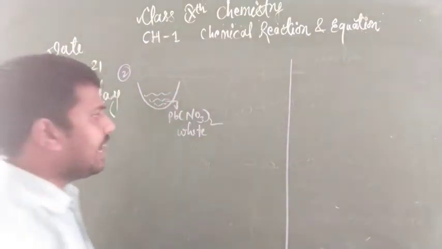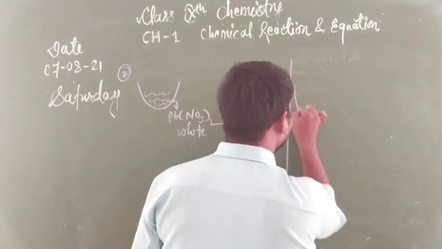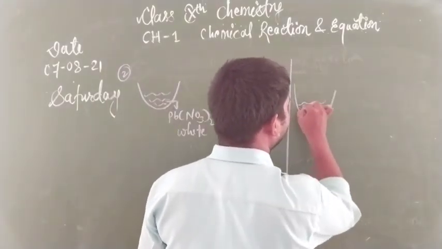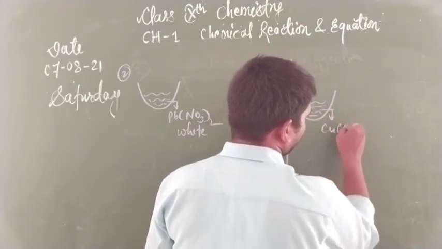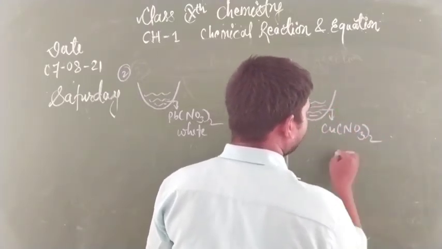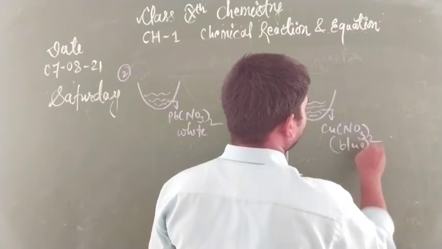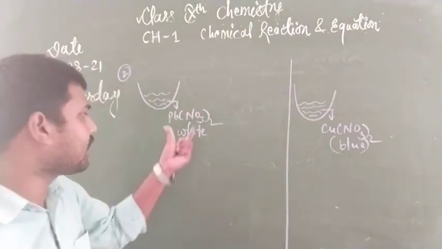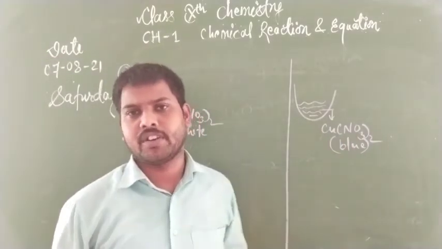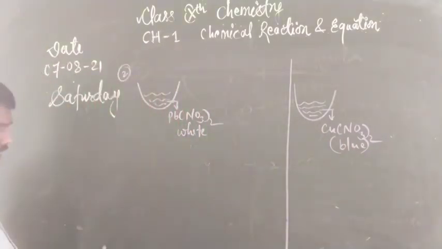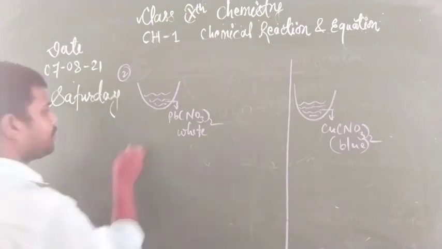Okay? And in second dish, I have taken copper nitrate, which is blue. Both are nitrate compounds. This one is lead nitrate, and this one is copper nitrate. Okay? Now start heating it, children, and observe.